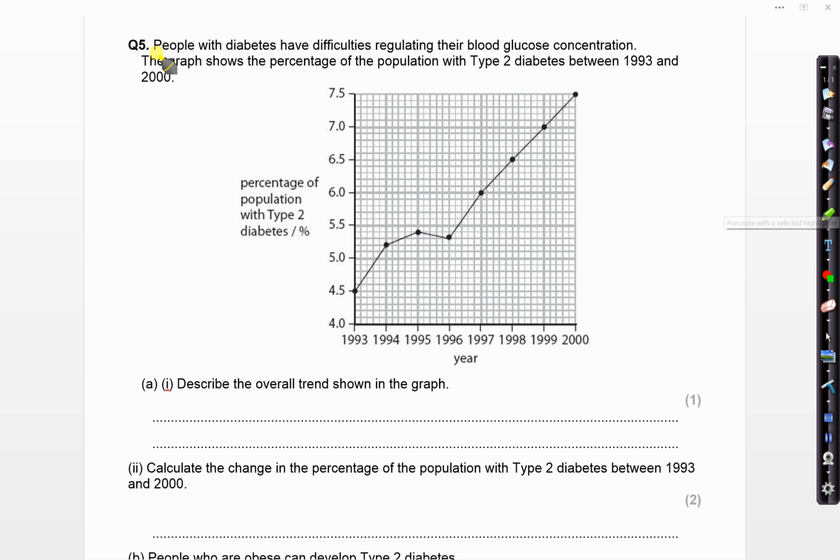Question 5. People with diabetes have difficulty regulating their blood glucose concentration. The graph shows the percentage of the population with type 2 diabetes between 1993 and 2000. So again, studying the graph. Y-axis, percentage of population with type 2 diabetes. So we can see here in 1993, 4.5% of the population had diabetes. Moving across to the year 2000, we can see that 7.5% of the population had type 2 diabetes.